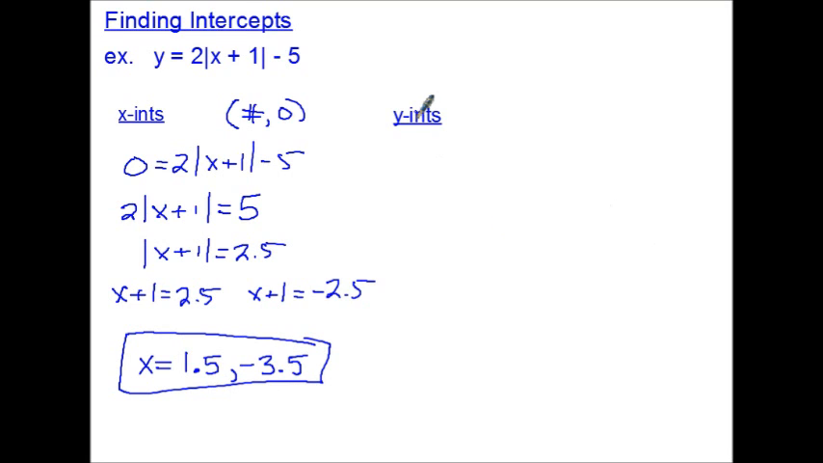Then the y-intercepts, same basic idea. If it's a y-intercept, that means my x-coordinate is 0, and then my y is some other number. And so again, armed with that information, I can replace the x with 0 and leave everything else as is, and then figure out what y is. So 2 times |0 + 1| minus 5.